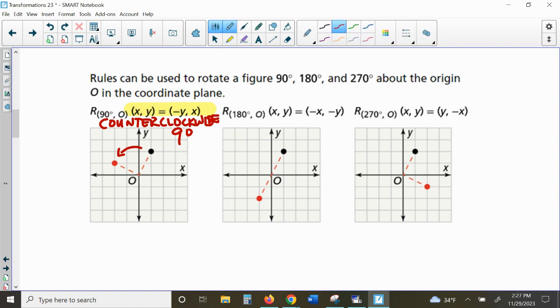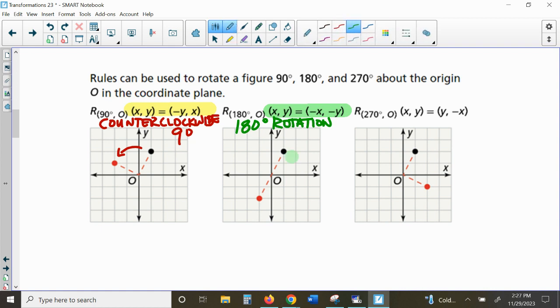The next one is going to be 180 degrees. And remember, it doesn't matter which direction you go because you're going to land halfway across the circle either way, rotation. So we have our rule here. Make sure you highlight this rule. You're going to change just the signs, but you don't flip-flop the location of X, Y.